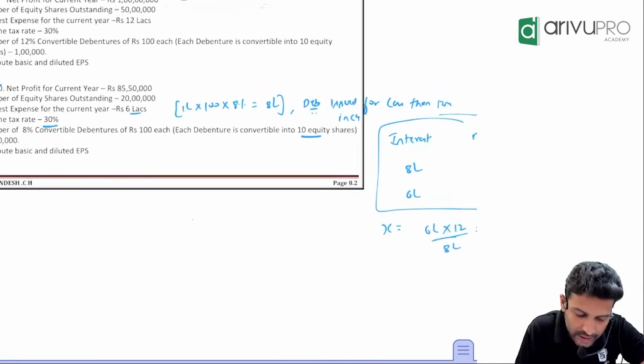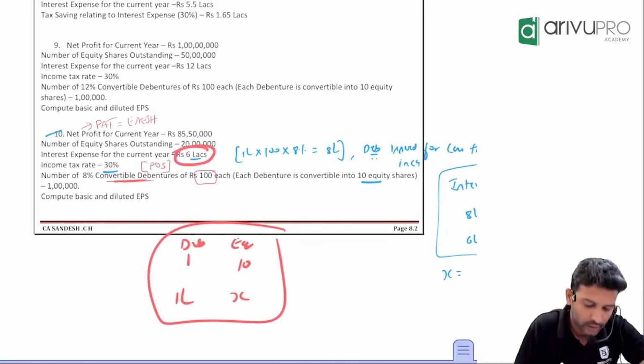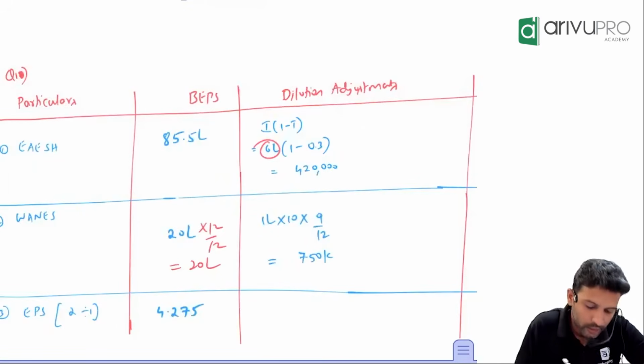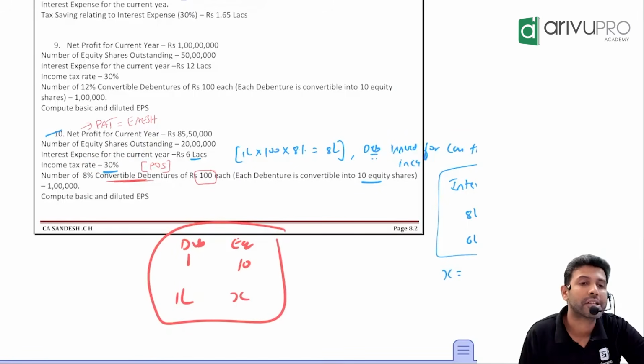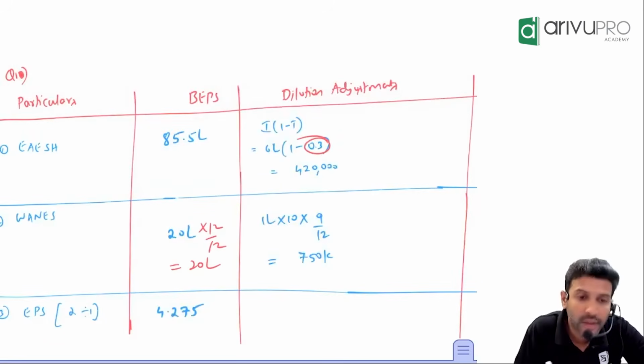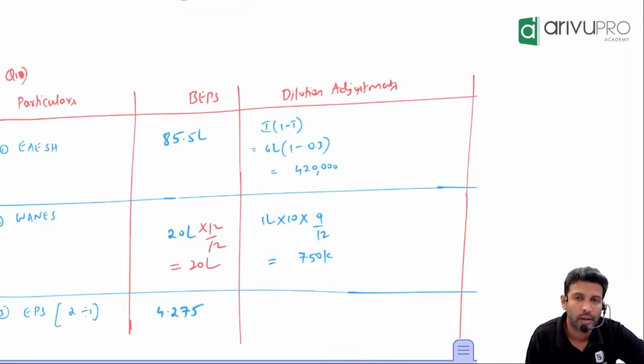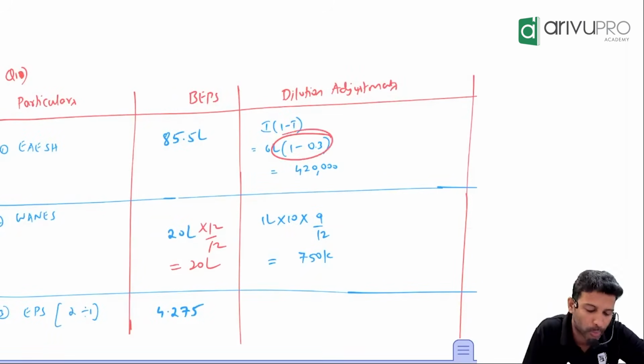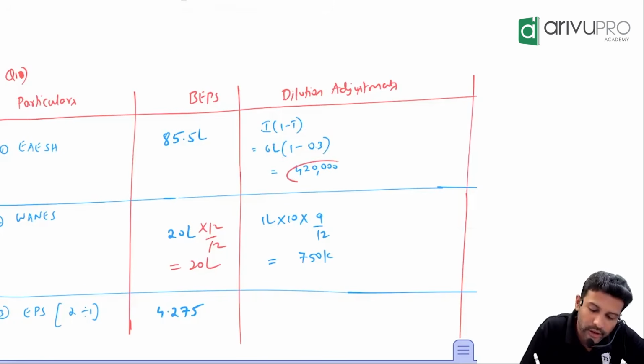How much is the interest expense in the current year? 6 lakh. That is your I, into 1 minus tax rate. Is tax rate given to you in the question? How much? 30%. In full number, if you express it, it will be 0.3. Do that: 6 lakh into 1 minus 0.3, you will get 4,20,000. Correct? This is your dilution adjustment.